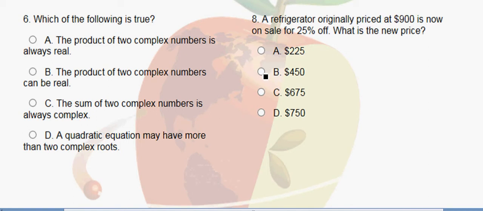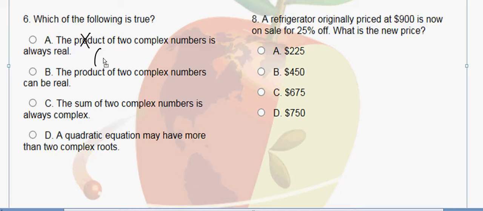Okay, moving on to number 6. Which of the following is true? Okay, the product of two complex numbers is always real. So that's going to be false. And if you need an example, just take something like 2 plus i times 3 plus i, right?